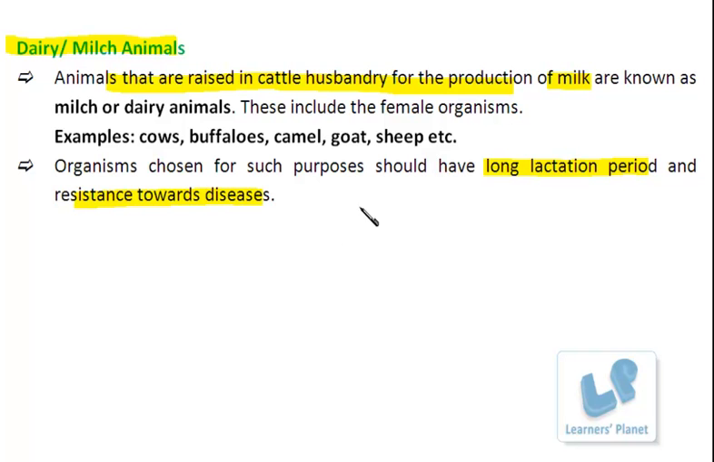So usually for this purpose, the female organisms of different species or different breeds are cultured in such types of farms, which includes cows, buffaloes, camel, goat, sheep, and so on. Cow and buffaloes are much more common. So now the thing is that if the animals have to be chosen, which animals have such properties? That is an important point now. So let us see what breeds are used for such types of purposes.